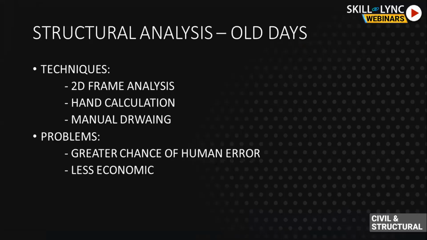Second thing, we were very conservative. We were doing less economic designs because we didn't want the hazard that a structure can fail. So we wanted to give a much higher section that will not fail. That's why the solutions given 25 years ago were less economic. The designs, the drawings, everything done at the time was very time consuming. Time was very important at that time.